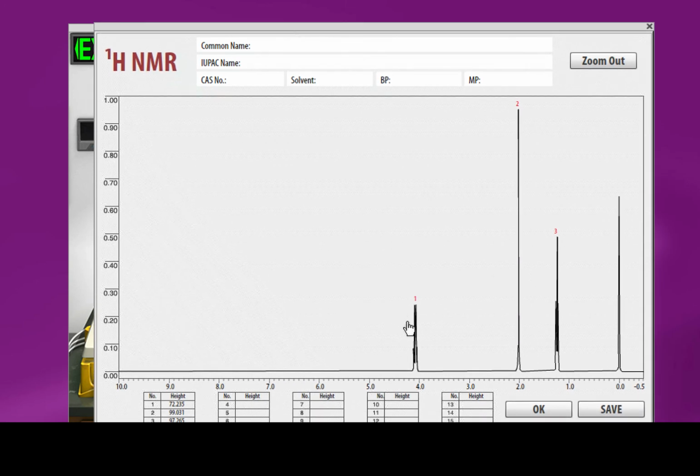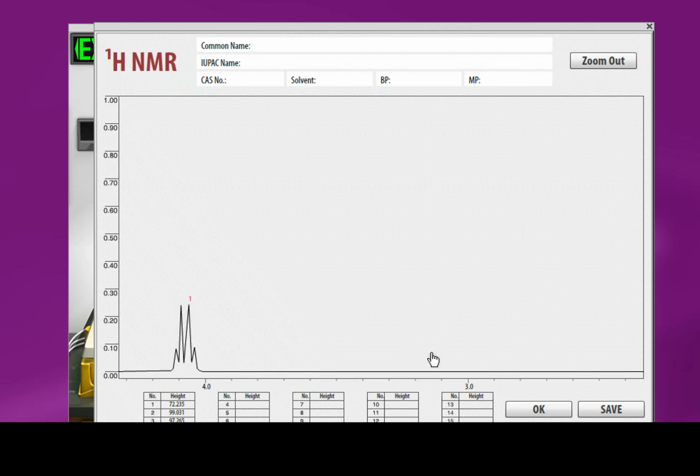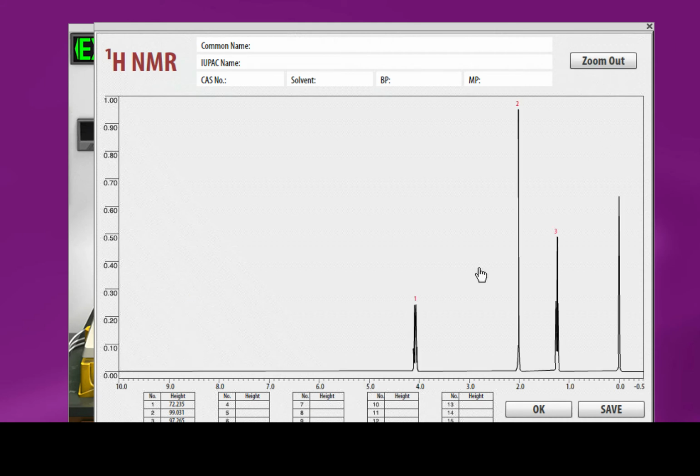And with this, keep in mind, you can zoom in to a peak if you want to look at it more closely. So here we can see we have a nice quartet, and then you can zoom back out, and you can do that for any of the peaks.